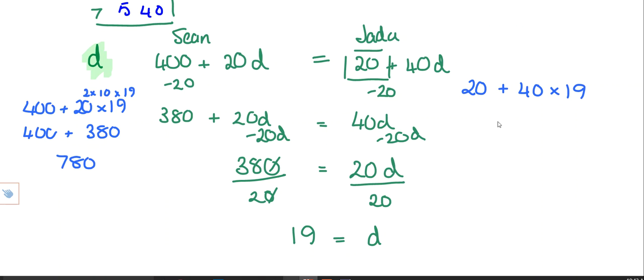What does Jada have? Well, it ought to be 780. Should we check? So it's 20 plus 40 times 19. Okay. So that's actually double 380. So that's 760, which is 780.